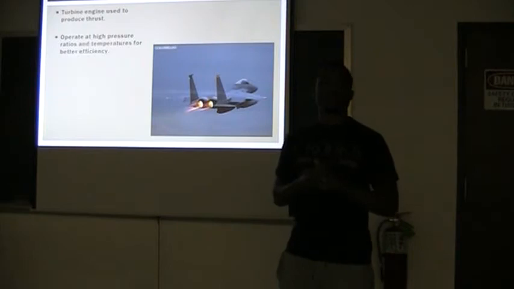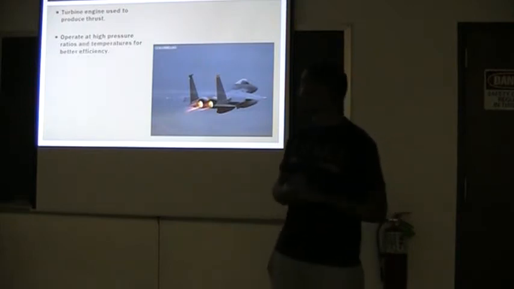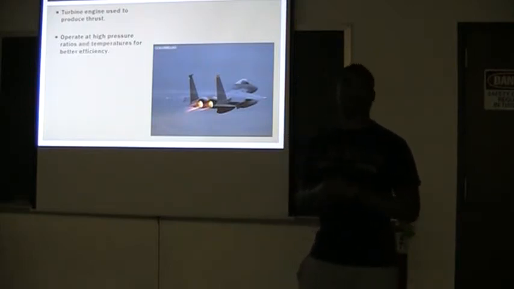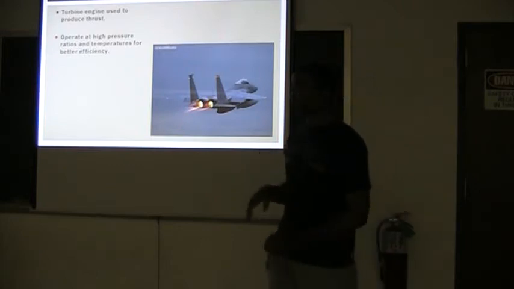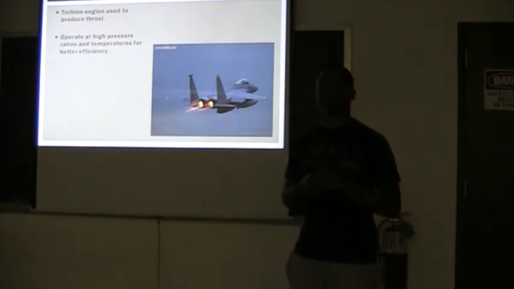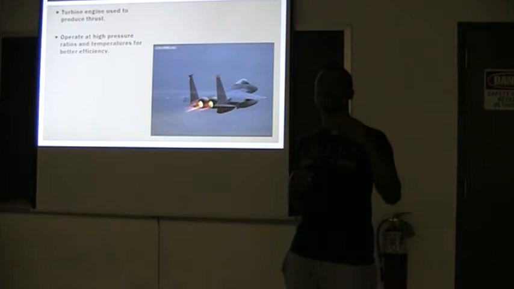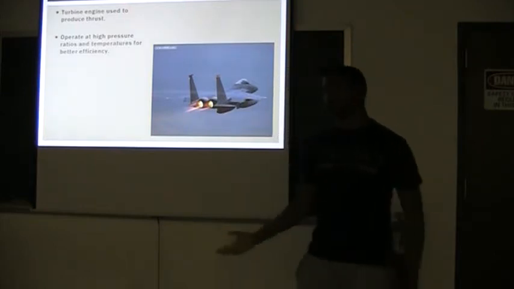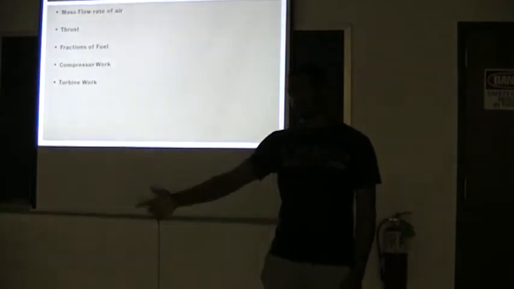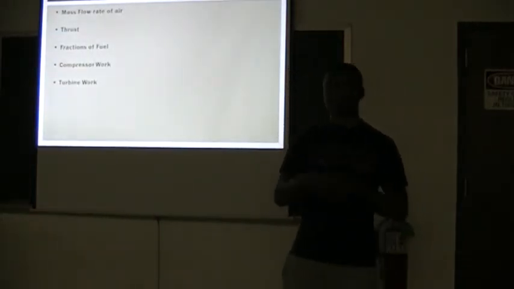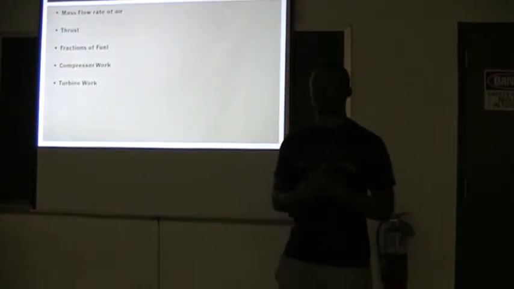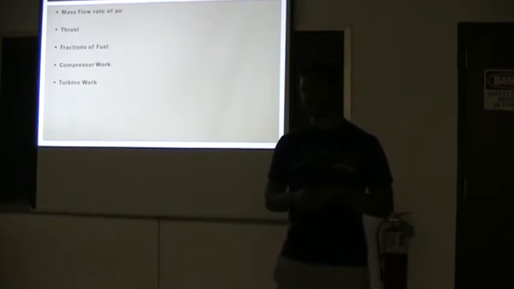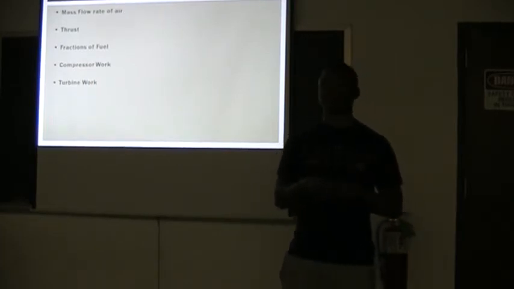It's best to operate at high pressure ratios and temperatures for better efficiency. For the pressure ratio, you want to have a high compressor to ambient pressure ratio. The data that we were looking for: we were asked to solve for the mass flow rate of air, the thrust, the fuel fractions, compressor work, and turbine work.